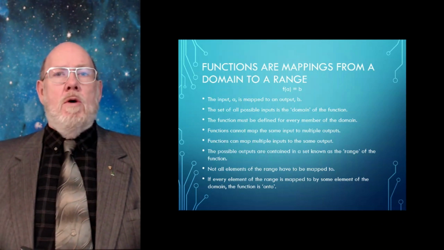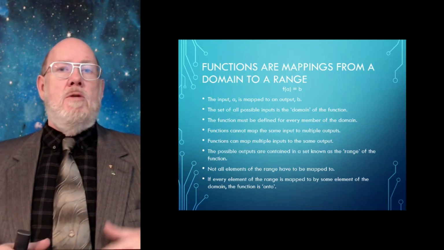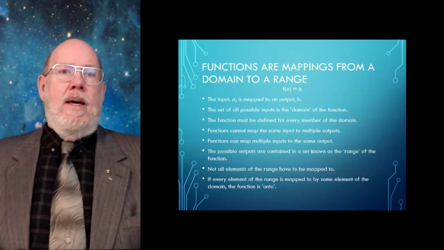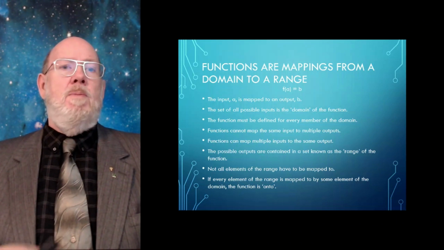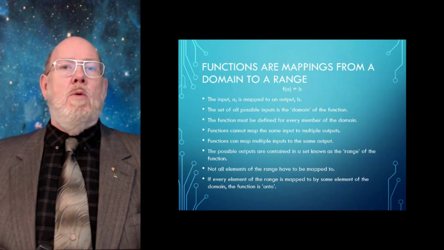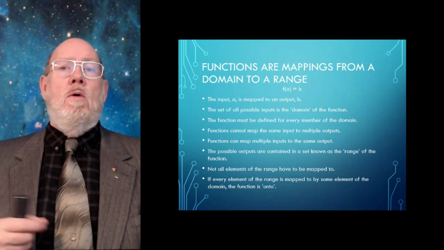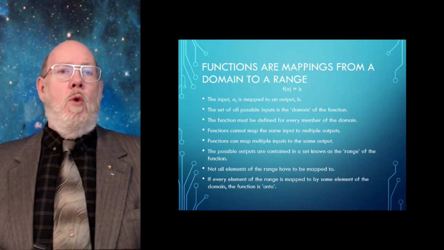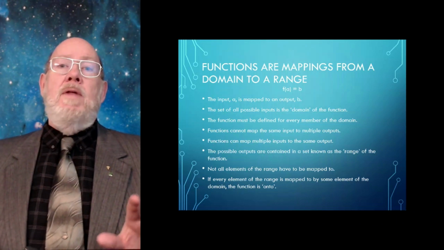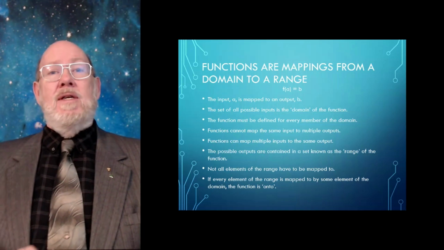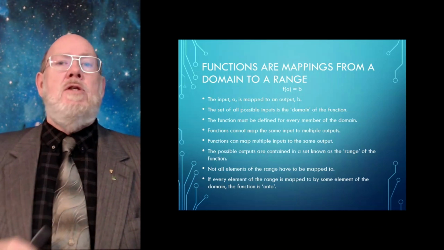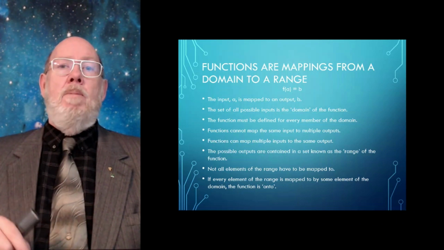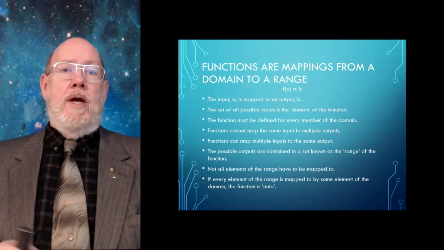In this course, we're going to work strictly with single-valued functions, which means that functions cannot map the same input to multiple outputs. An example of a multi-valued function would be the square root function, where the square root of 9 can map to either 3 or -3. However, while single-valued functions can't map one input to multiple outputs, they can map multiple inputs to the same output. Think of the absolute value function, where the input values 3 and -3 both map to the output value 3.